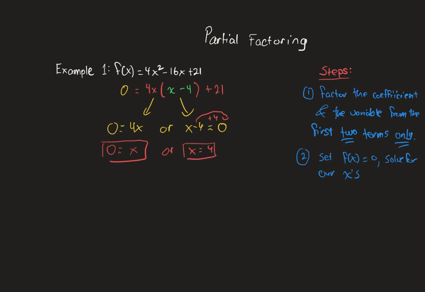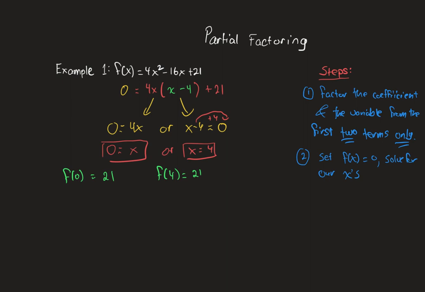All right. Now, one thing you need to know about these two numbers, if I were to put them back into my equation, let's try that out. So if I said f of 0. Well, f of 0 is equal to 21. And if I put f of 4 in, well, 4 squared is going to be 16. 16 times 4 is 64. And I've got minus 16 times 4, which is also 64. They cancel out, leaving me also with 21.